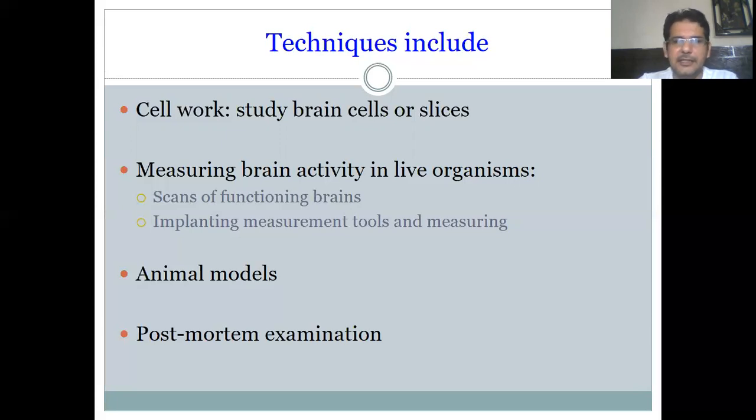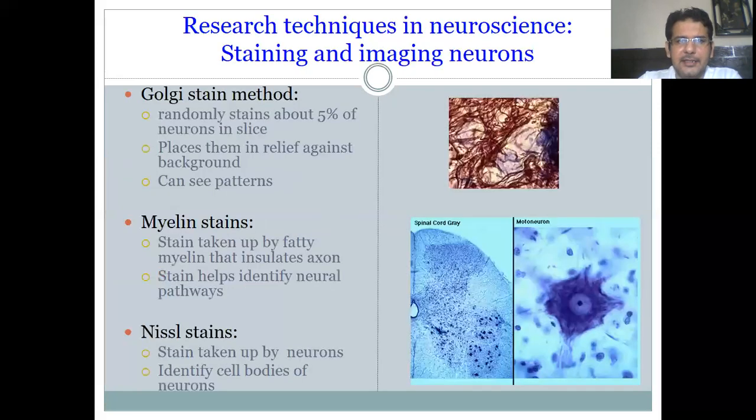We take out the brain after the death of the person, and then we investigate what physiological changes are there in the brain. So these are different approaches that we use in neurosciences. So we are going to start with the staining and imaging of the neurons initially. So I will describe these briefly. I will mention the technique.